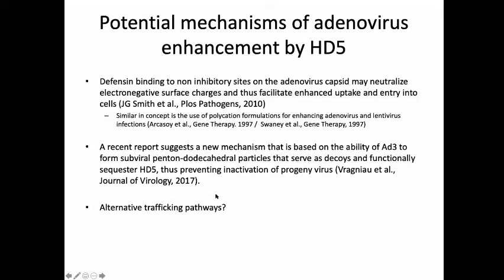And one of the other questions is, are there alternative trafficking pathways? So there's a lot of work that can be done with this. So maybe the virus isn't going through those clathrin-coated pits to the endosome. Maybe it's found a different way when defensin is present. So there's a lot, the more research you do, the more questions you ask, which is the beauty of it.